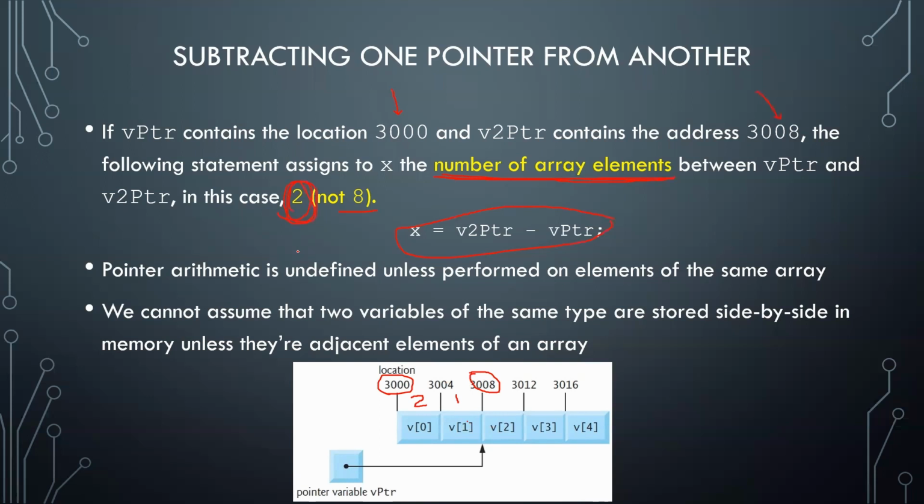So remember that pointer arithmetic is always going to be based on elements. And we need to make sure that we stay within the array when we do any of this manipulation. We cannot go between arrays.